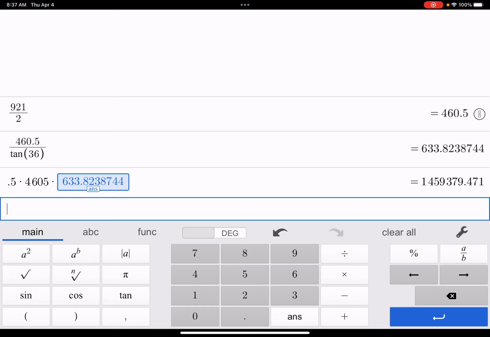problem. And I'm going to expect you guys to have this accurate to 2 decimal places. And if you were to just manually type in 633.82, that wouldn't give you the answer as accurately as we want it. So this is messy here.